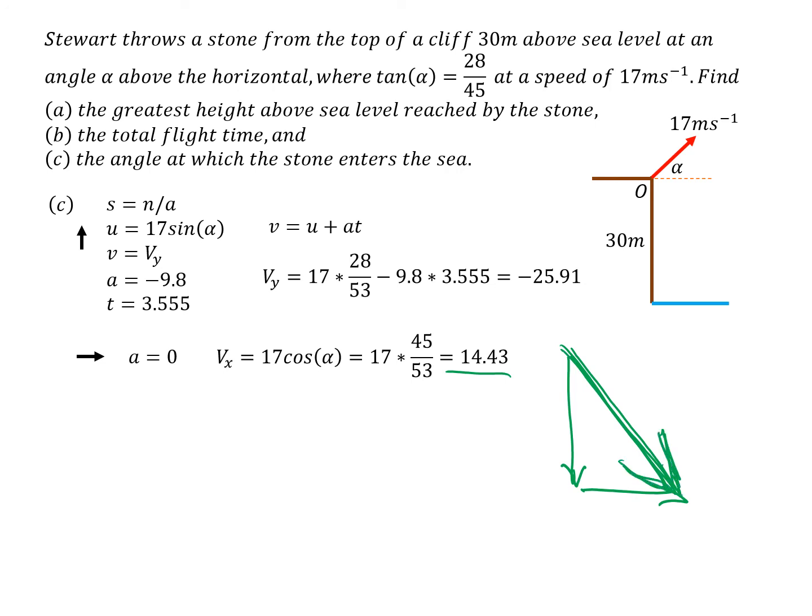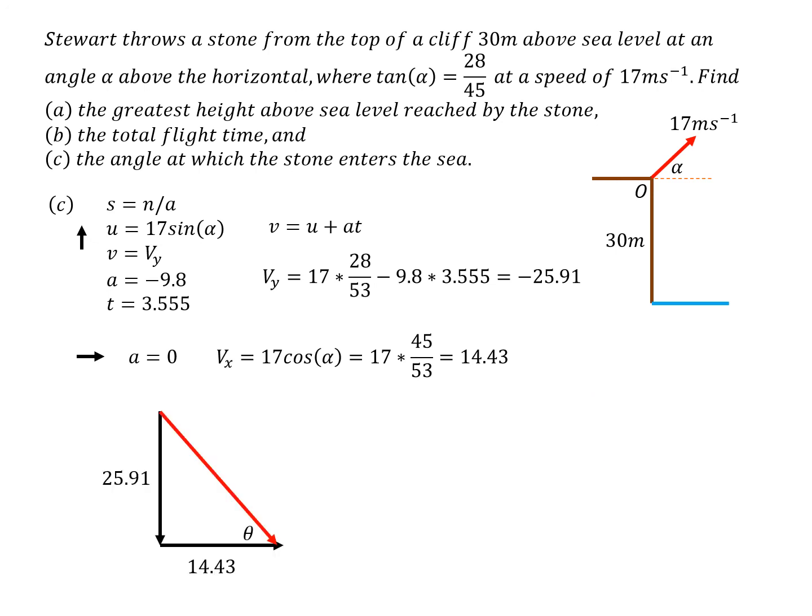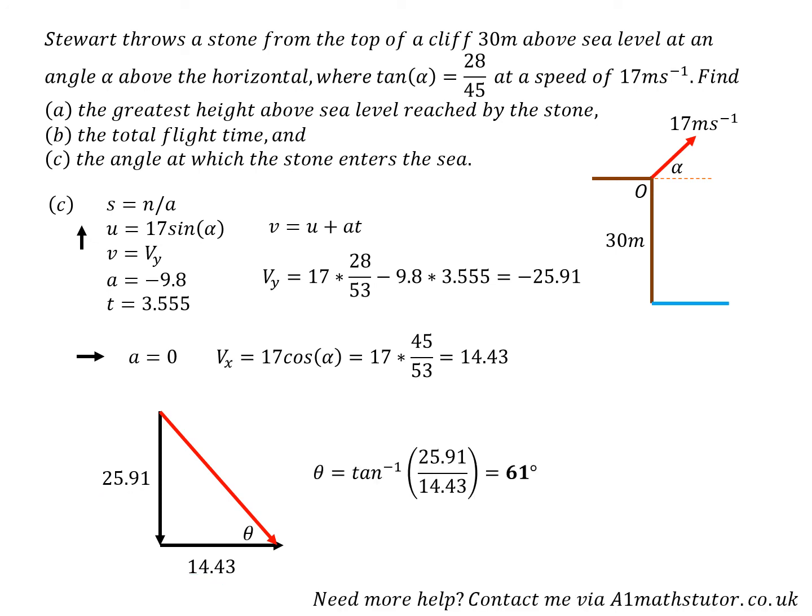We're looking for this angle here. So this is simple trigonometry now. Tan theta is opposite over adjacent. So theta is tan to the minus 1 of that, which is 61 degrees. So there we are, that's that question.